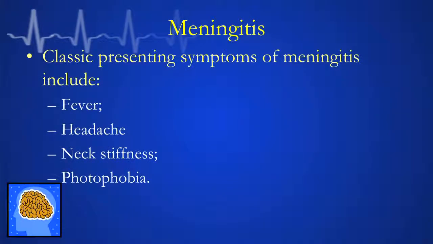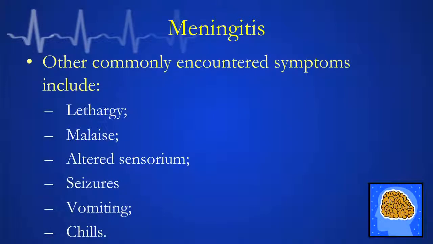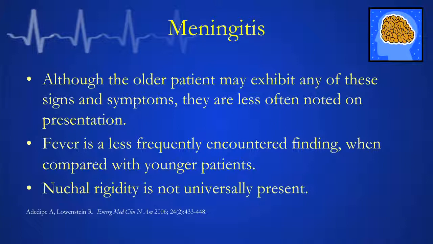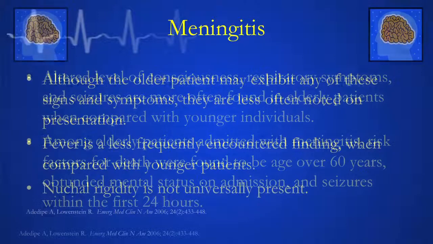Classic presenting symptoms of meningitis include fever, headache, neck stiffness, and photophobia. Other commonly encountered symptoms include lethargy, malaise, altered sensorium, seizures, vomiting, and chills. Although the older patient may exhibit any of these signs and symptoms, they are less often noticed on presentation. Fever is a less frequently encountered finding when compared with younger patients, and nuchal rigidity is not universally present. I would say that nuchal rigidity is not likely to be present. I've only seen a couple cases of true nuchal rigidity, so your suspicion has to be high.